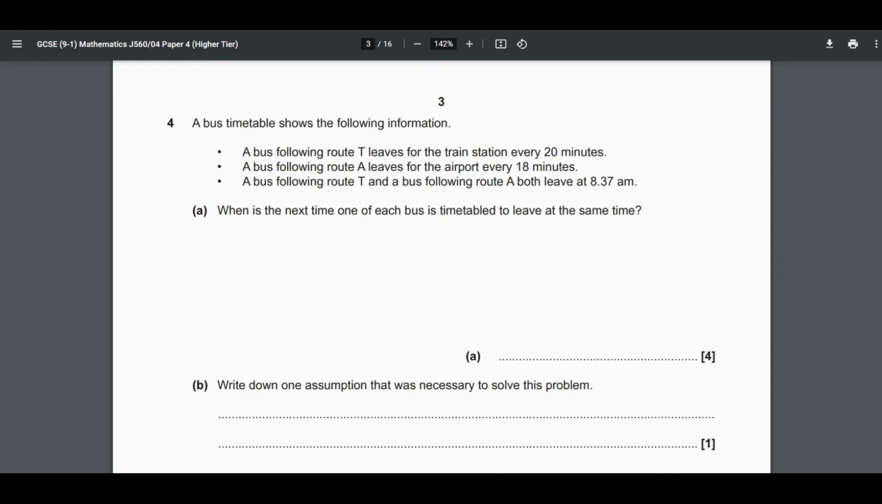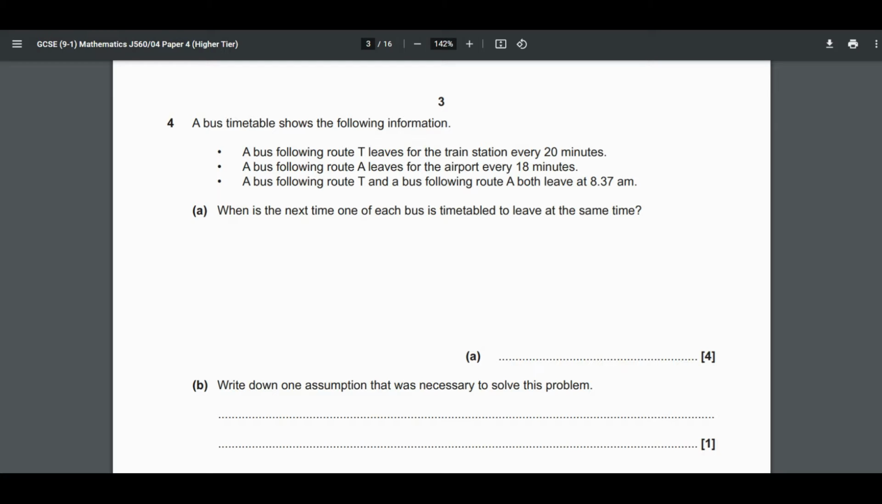Right, question 4. A bus timetable shows the following information. A bus following route T leaves for the train station every 20 minutes. A bus following route A leaves for the airport every 18 minutes. A bus following route T and a bus following route A both leave at 8:37 a.m. When is the next time one of each bus is timetabled to leave at the same time?